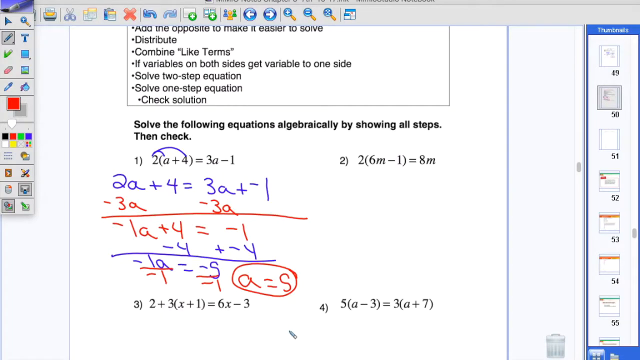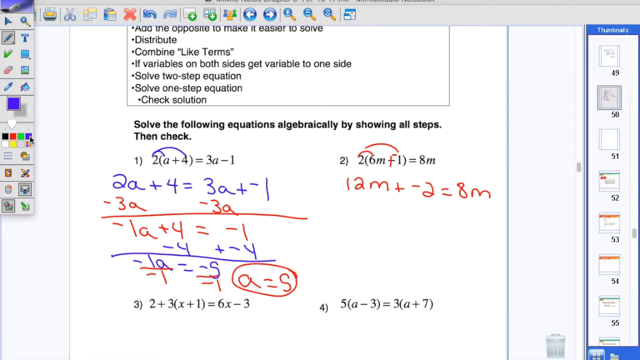In example 2, we have 2 times, in parentheses, 6m minus 1 is equal to 8m. The first thing we want to do is change subtraction to add the opposite, and then we want to distribute. 2 times your 6m gives you 12m, plus 2 times the negative 1 gives you negative 2 is equal to 8m.